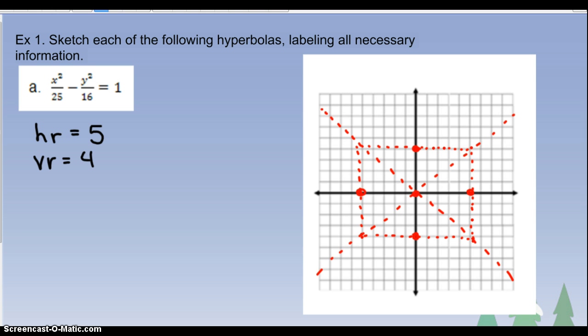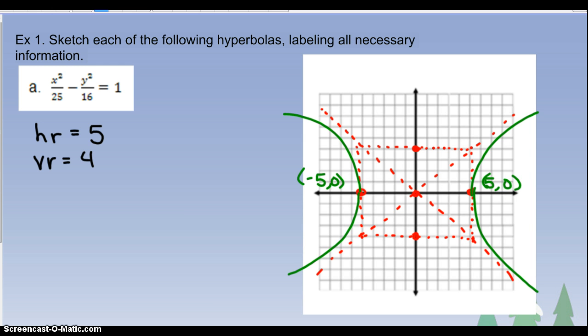Okay, so they're in. And we look at this one, x squared is positive, so that means this point right there and that point right there. So I can say right here I have the point 5, 0 and negative 5, 0. Those are my vertices, okay?